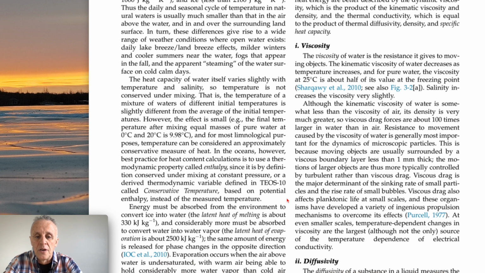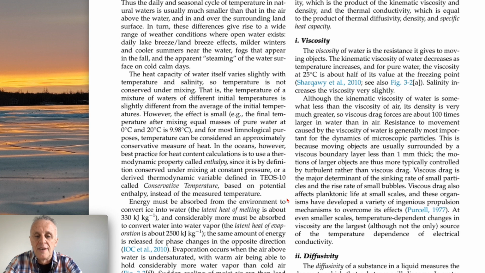The heat capacity of water itself varies slightly with temperature and salinity, so temperature is not conserved under mixing. That is, the temperature of a mixture of waters of different initial temperatures is slightly different from the average of the initial temperatures. However, the effect is small. For example, the final temperature after mixing equal masses of pure water at 0 degrees C and 20 degrees C is 9.98 degrees C. And for most limnological purposes, temperature can be considered an approximately conservative measure of heat.